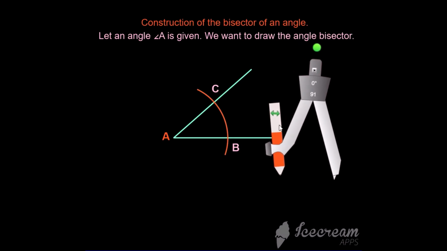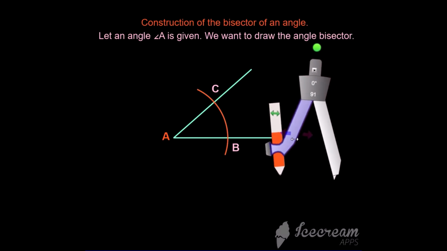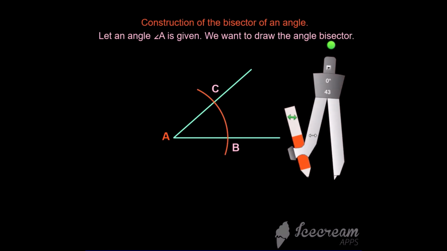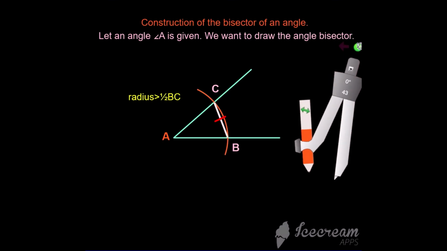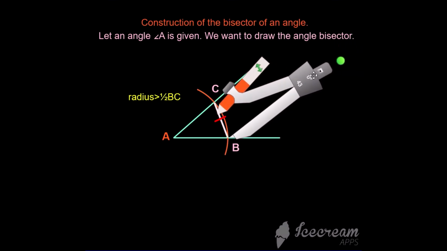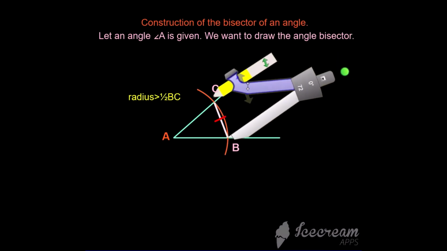Now we can keep the radius the same, or we can change the radius at our convenience. But the radius should be more than half of the length BC. Now with B as center, we draw an arc in the interior of angle A whose radius is more than half of the length BC.